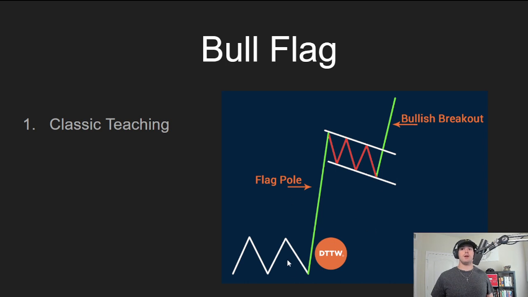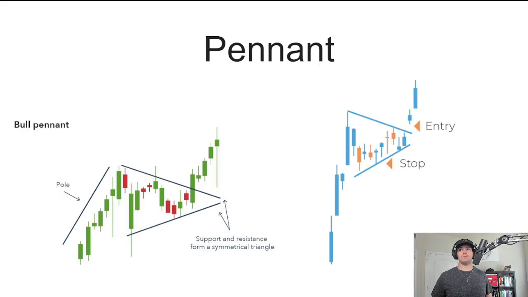So right here, classic teaching would be a bull flag where you have price run up, it consolidates, and then breaks out. Right here would be another classic version where you have a push, a consolidation, and then a breakout. This would be a pennant. So you have your bull flags, your pennants.